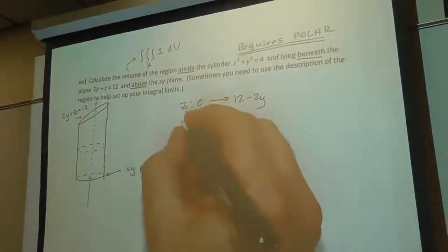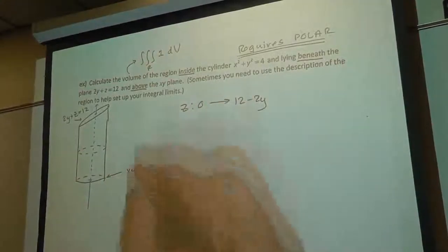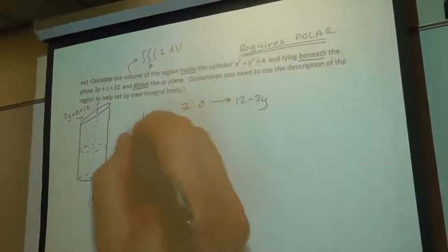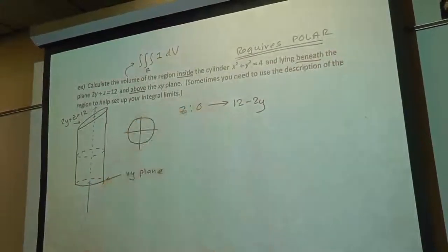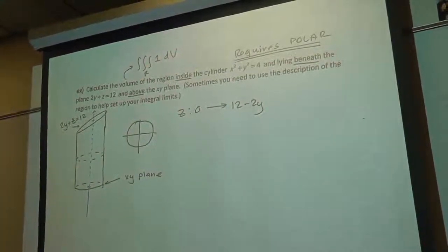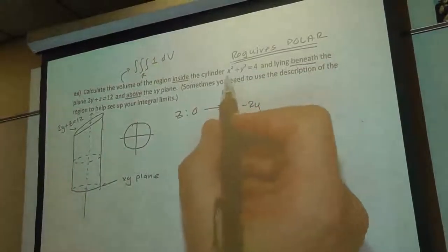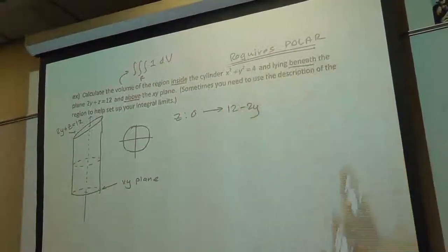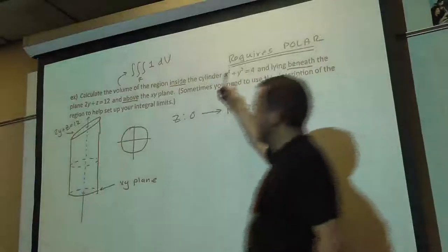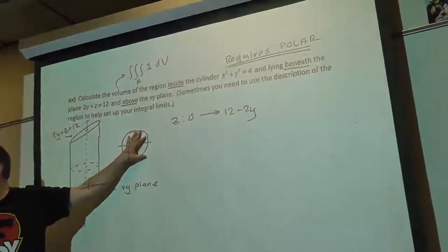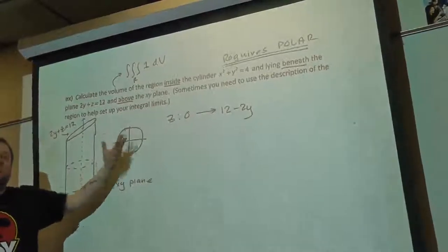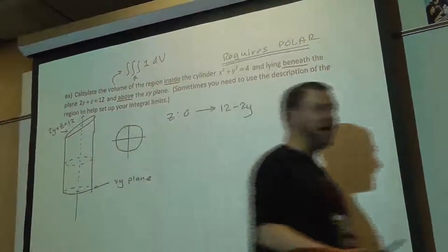Then, now that you're projected down to the xy plane, when this is flattened to the xy plane, what kind of base region do you get? Oops, I just drew it for you. Polar. Yeah. Since you're inside this cylinder of radius 2, that cylinder of radius 2 in 3D, when flattened down here, becomes a circle of radius 2 at the base. So that's why I recommend doing polar when you get to doing the XY limits.